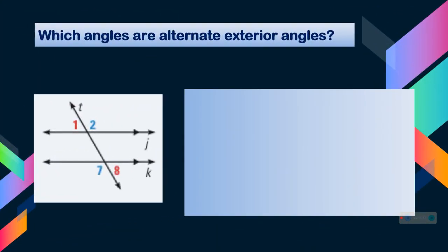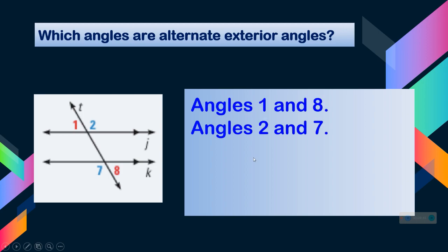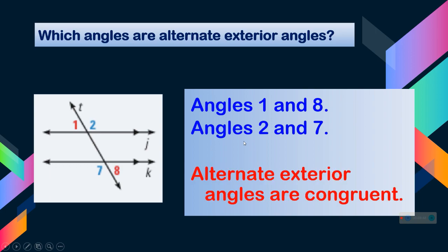Okay, next. Which angles are alternate exterior angles? That's correct. Angles 1 and 8 and angles 2 and 7. The property about this is alternate exterior angles are congruent.